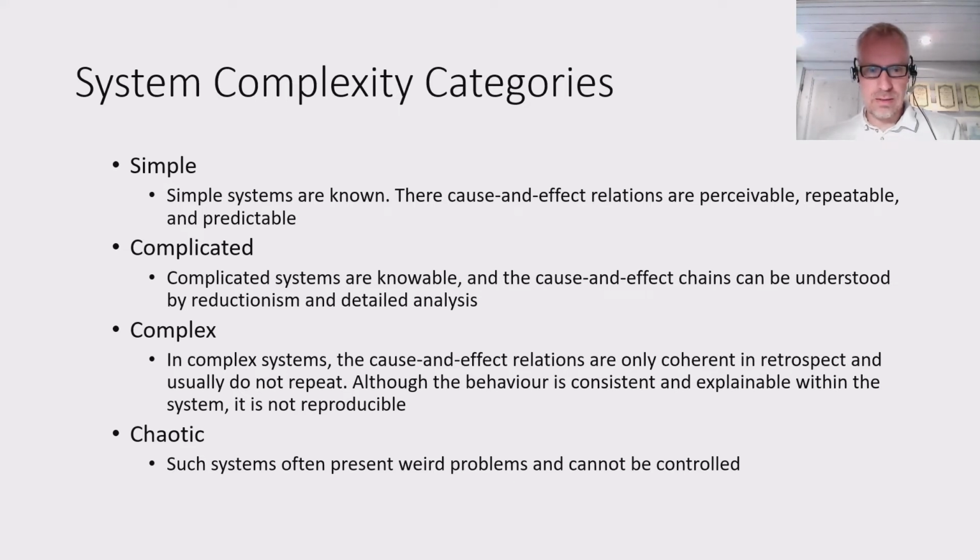The last category here is chaotic systems. Such systems often present weird problems and cannot be controlled. And this relates to the spooky emergent behavior type. And it's a type of system with a type of behavior that we do not want.